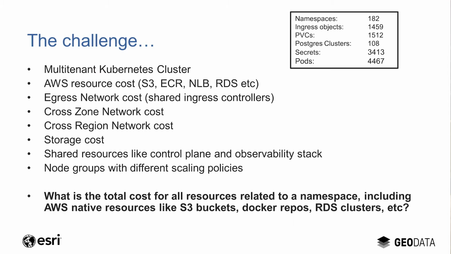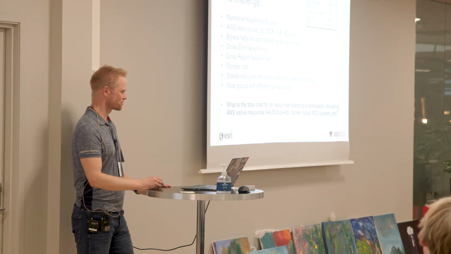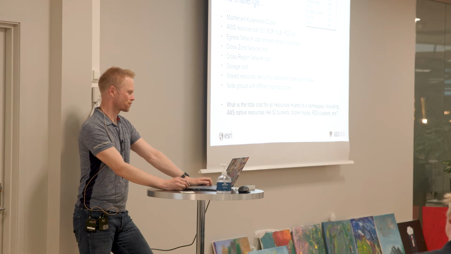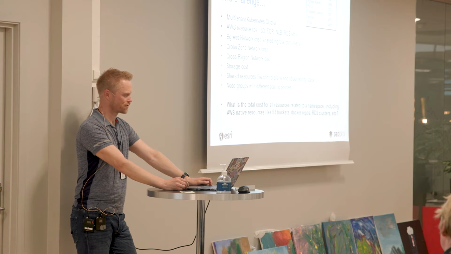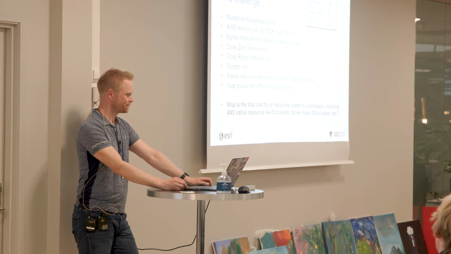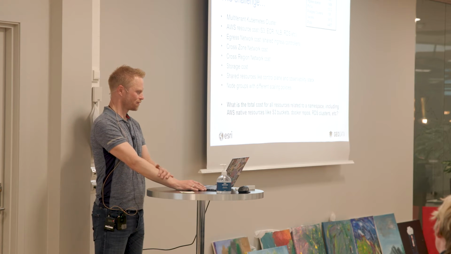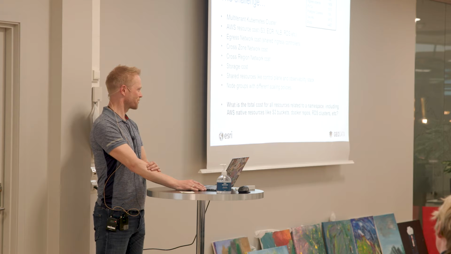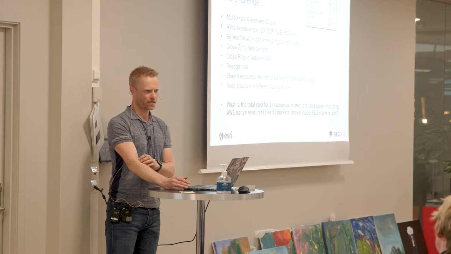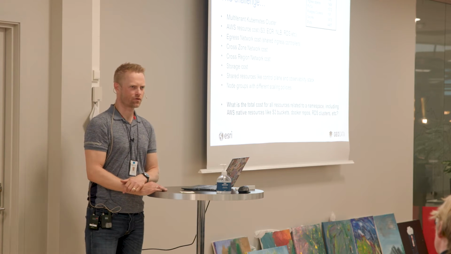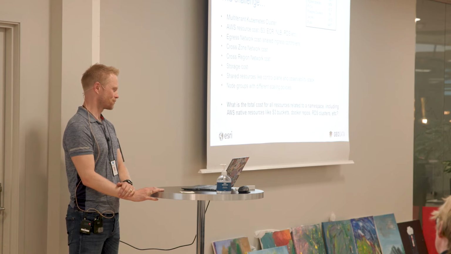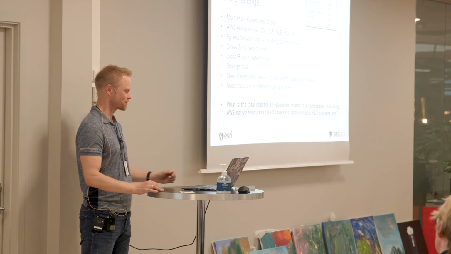So the challenge for us, how should we calculate the cost for all these things? This is a multi-tenant cluster used by many different teams in Geodata, having their own customers and their own workloads, their own business models. Some of the workloads are utilizing AWS native resources like S3, ECR, network load balancers, RDS. Even if we run most databases inside Kubernetes, we also run some outside. And then we have network costs. That's something that you really need to pay attention to. It's easy to forget when you are not at scale, but suddenly the network cost becomes a huge thing for you. The egress cost and also moving data between the different zones is very expensive.